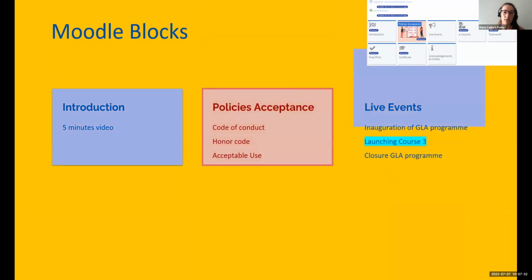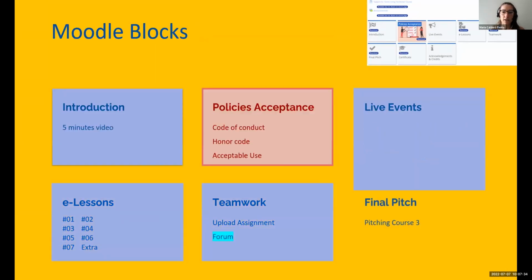There is a quick introductory video, and then the policy acceptance, which you have to read and sign at the beginning to have access to the other blocks. And then there are the live event Zoom links and the agendas. And today we are in the launching course 3. And then you have six 4-minute e-lessons, followed by a short quiz to test yourself, as well as supplementary information.